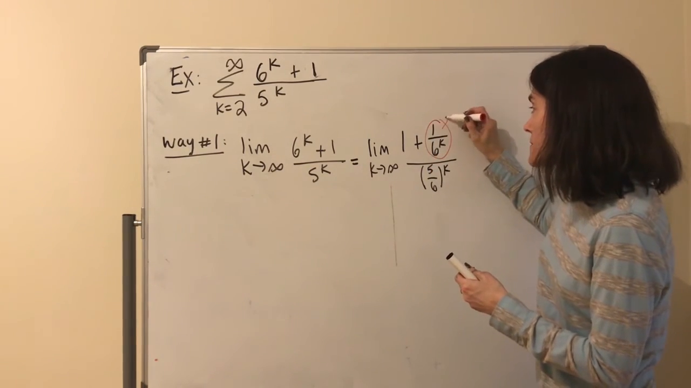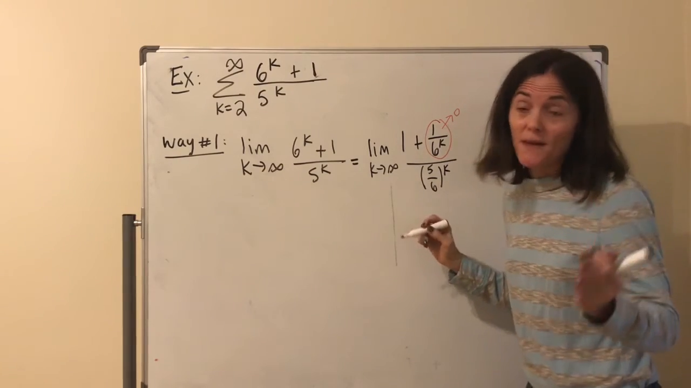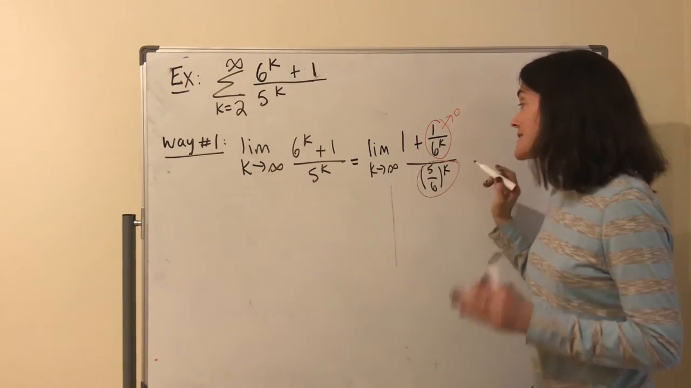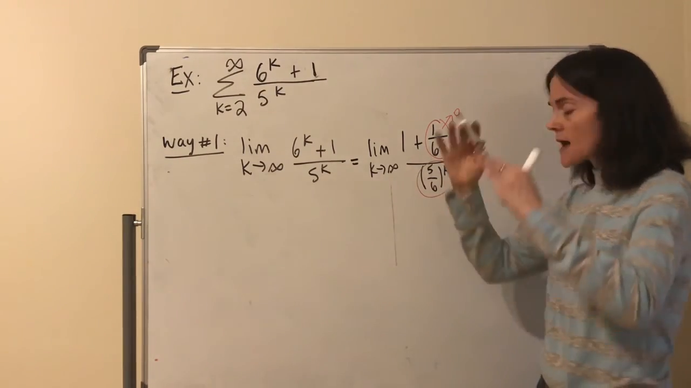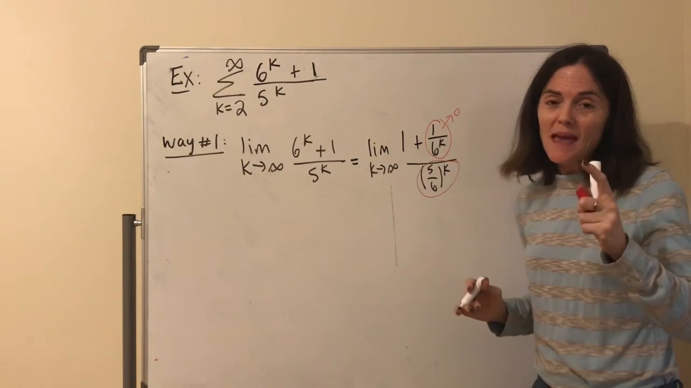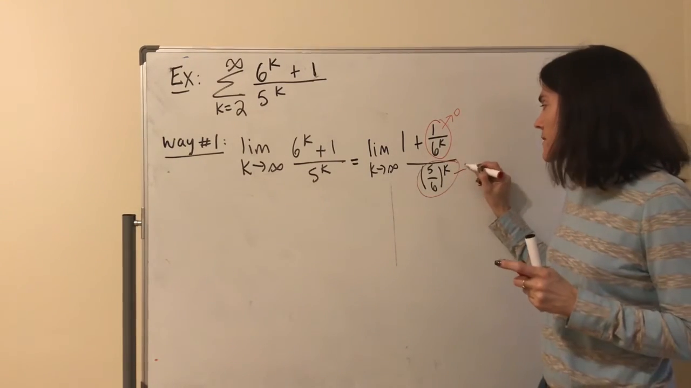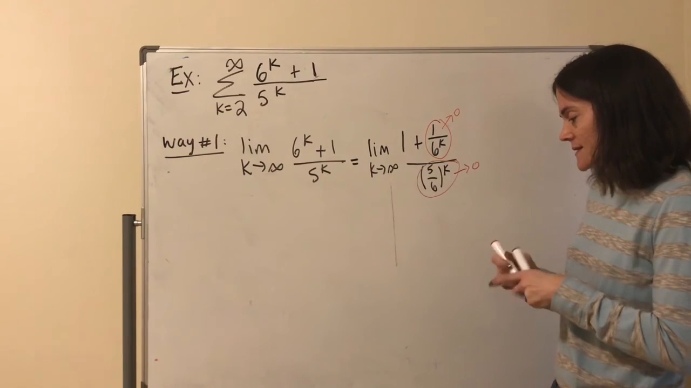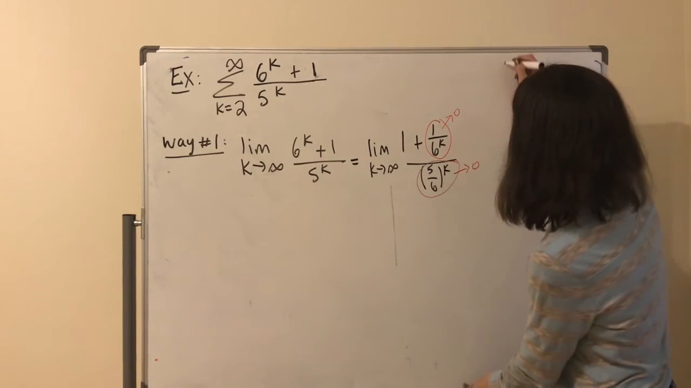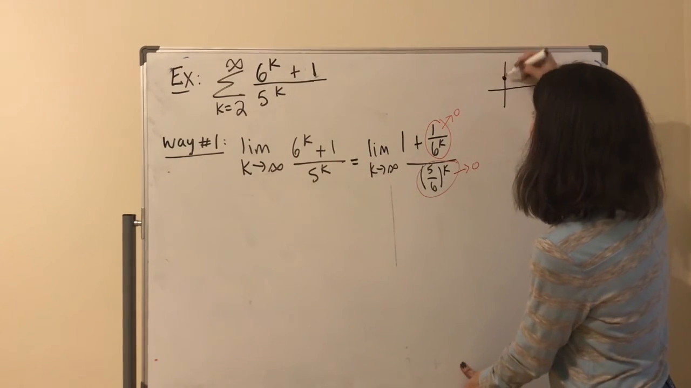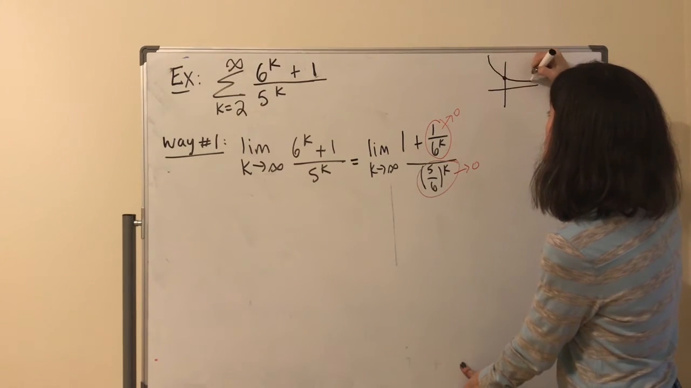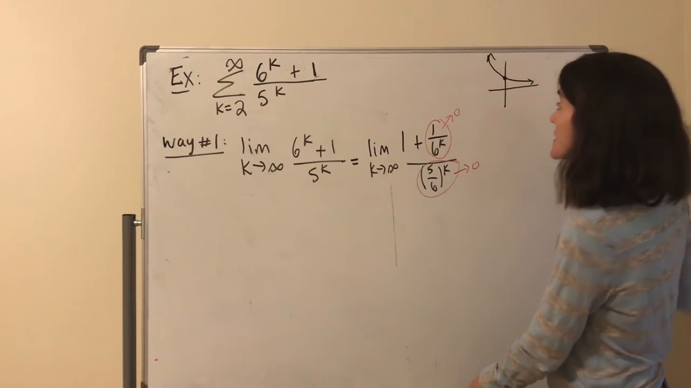This one goes to 0. The denominator is growing without bound. This one, as I have it written, is exponential with base less than 1. So this also goes to 0. Right? This is something we discussed, but also you can remind yourself, if you have an exponential with base less than 1, the graph looks like this.